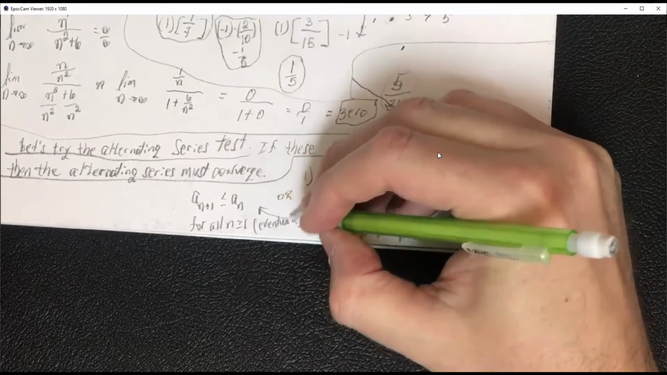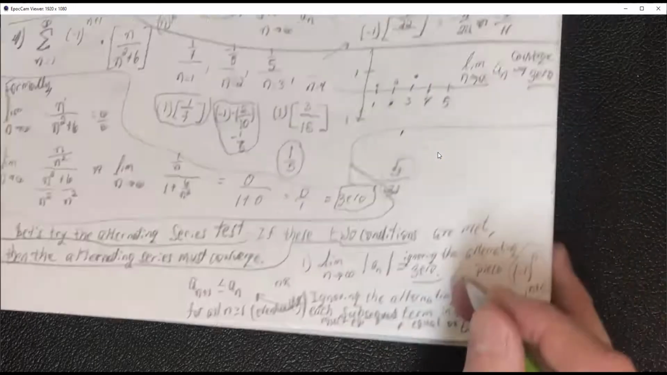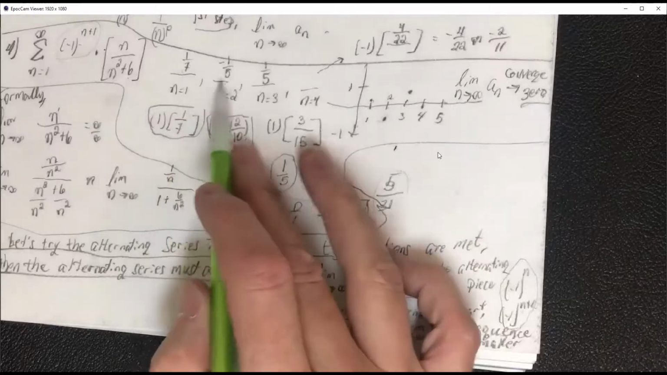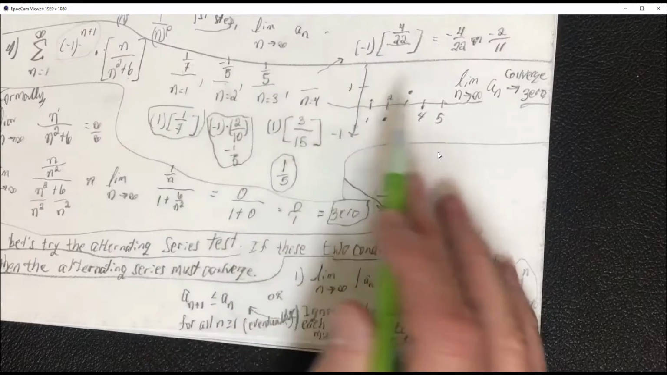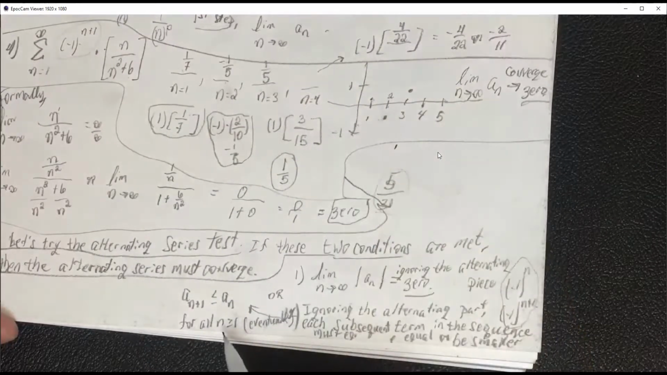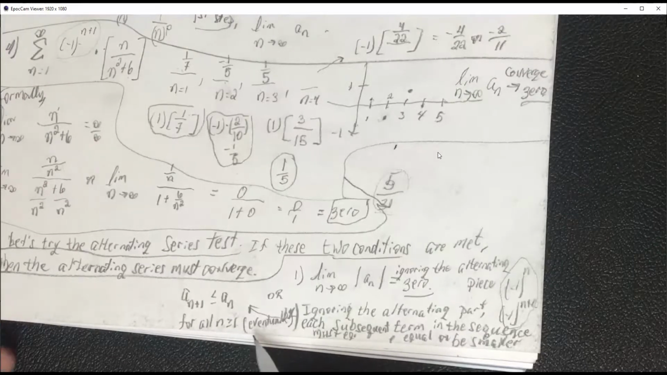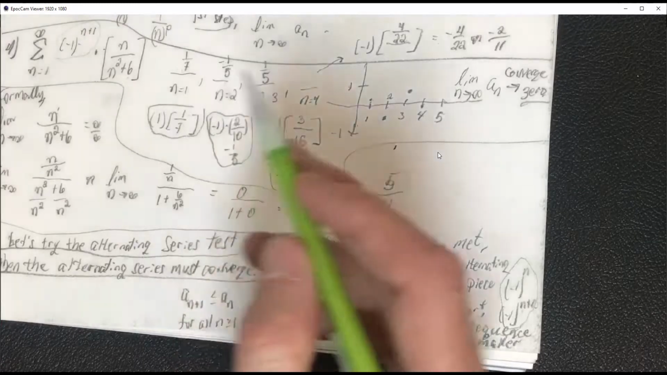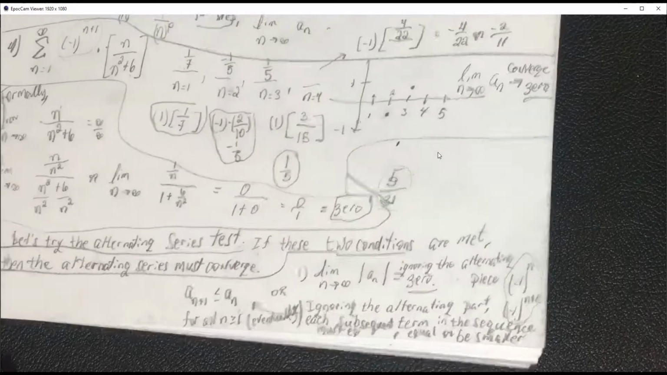Because eventually, it doesn't work on this one. Ignoring the negative, this is not smaller than this one, but eventually it has to happen. But how will authors write it? It's kind of hard to write unless you say a bunch of words. They say for all n greater or equal to 1, and then they'll write at the bottom of the page, oh, as long as it works eventually. If it doesn't work on the first few terms, that's okay.